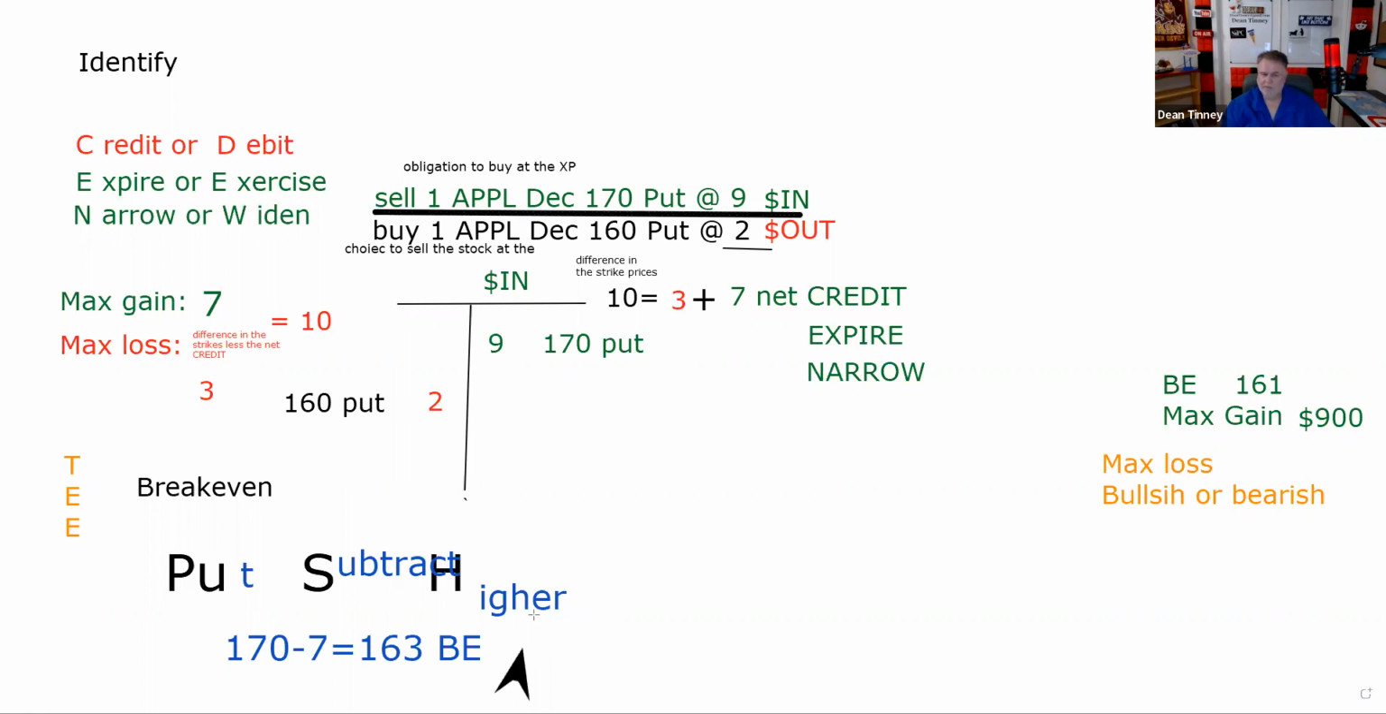Here's an example of a credit position that is bullish. Most of the time when you hear credit, you think bearish. No, this is actually a bullish position. We want Apple to be 170 or higher, Apple to be up, right? So these contracts would expire and we can keep the money. So this is a credit put spread, which is bullish. So those are 8 things that we've got to be able to do. Let's go back. I'm going to show you another one here in a sec.